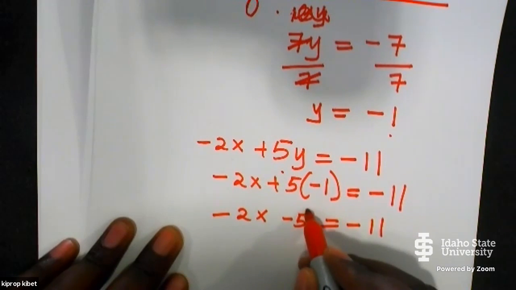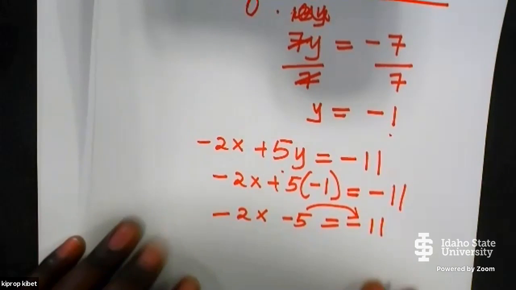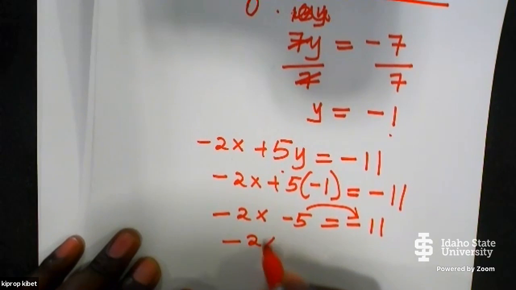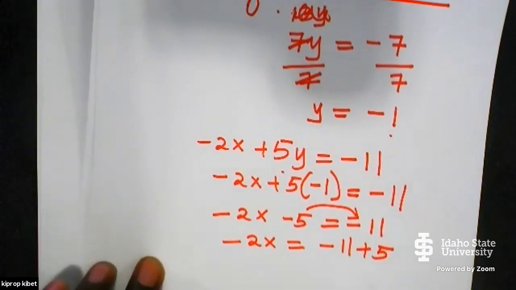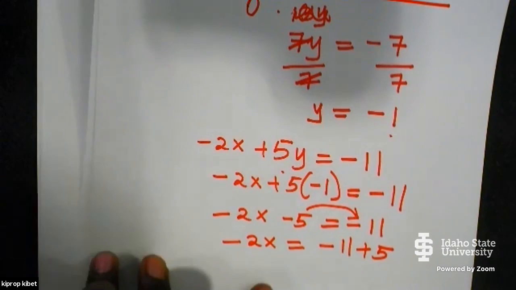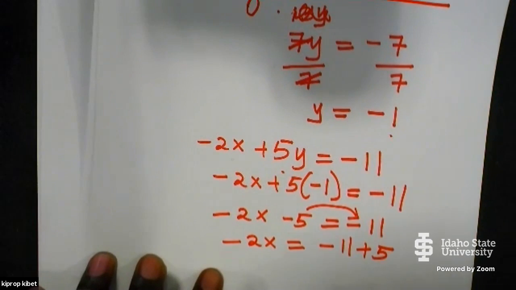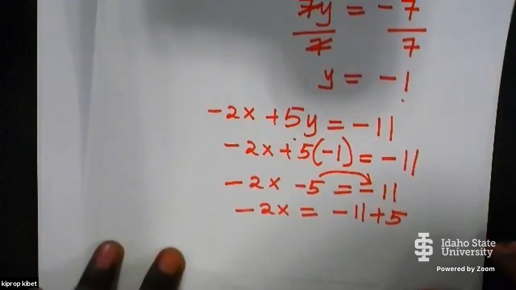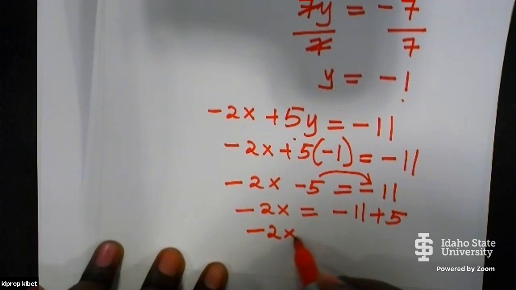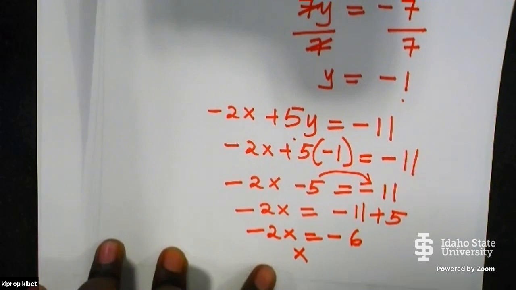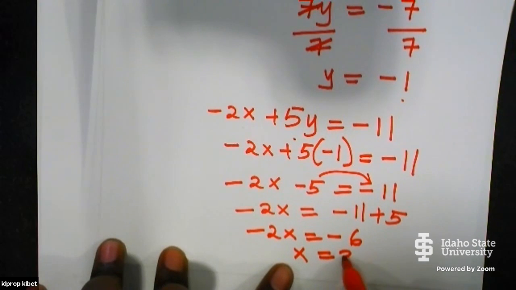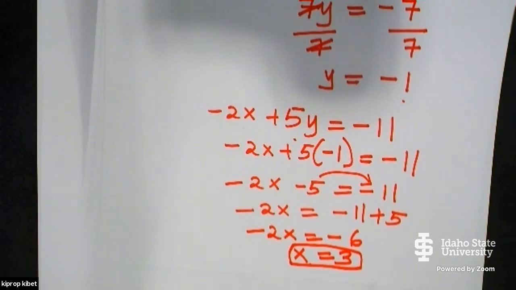So we take the 5 to the other side. You get minus 2x equals minus 11 plus 5. Minus 11 plus 5 is negative 6. So minus 2x equals minus 6. So what is the value of x? x equals 3.